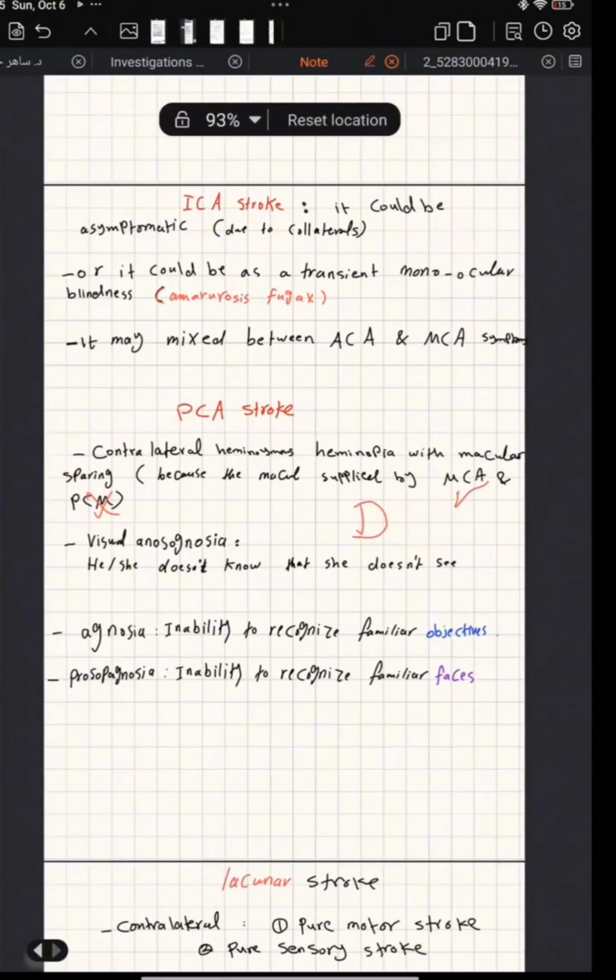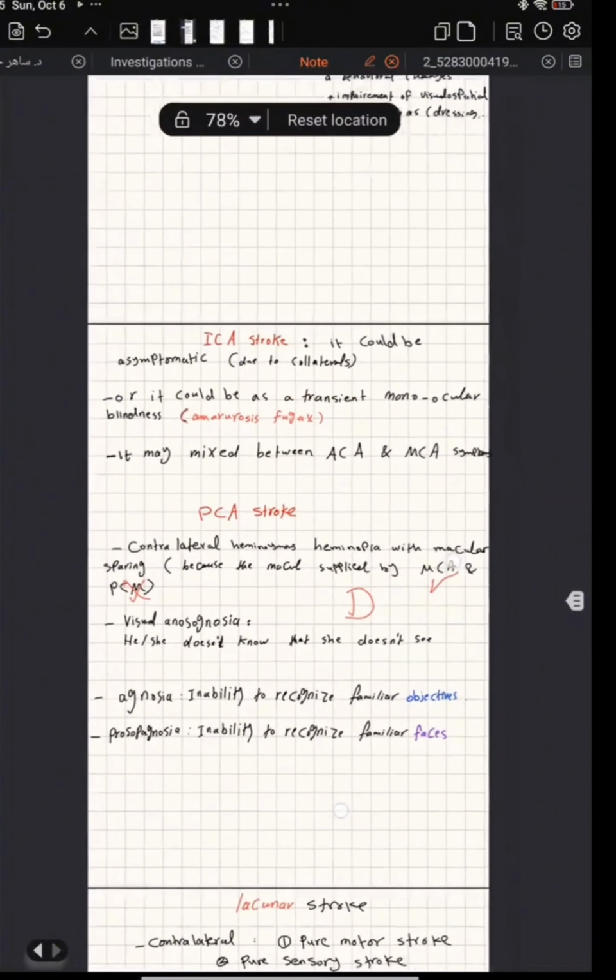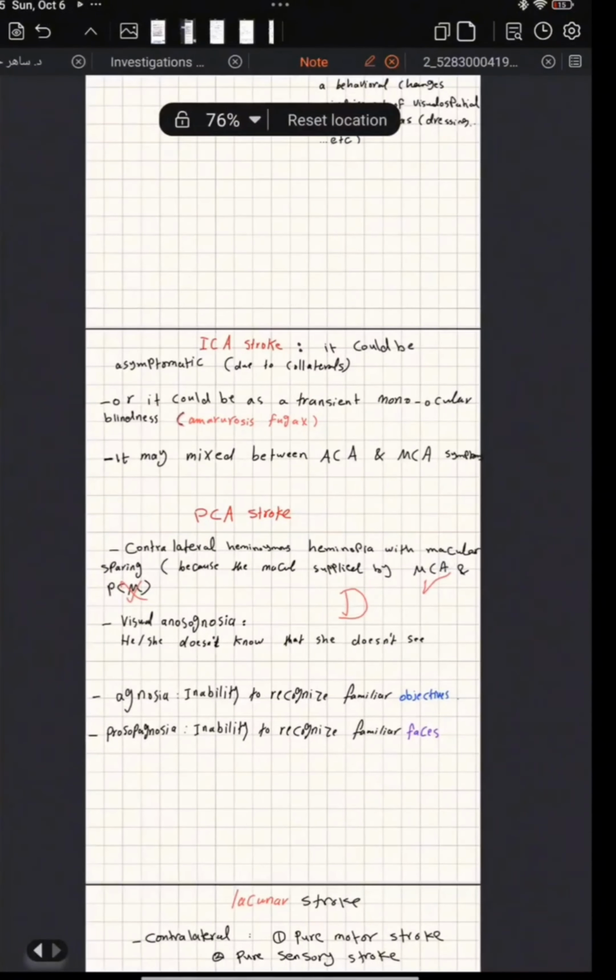Agnosia, which means inability to recognize familiar objects. Prosopagnosia, which means inability to recognize familiar faces. This is useful if we have a case here as a question, and they told you that there is a contralateral homonymous hemianopia with macular sparing. There is agnosia, and this is the posterior cerebral artery.